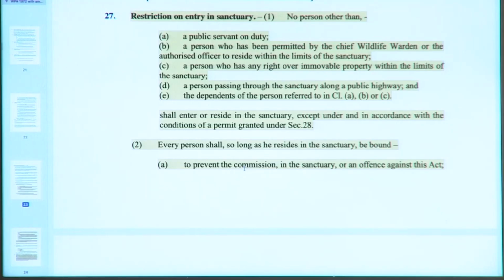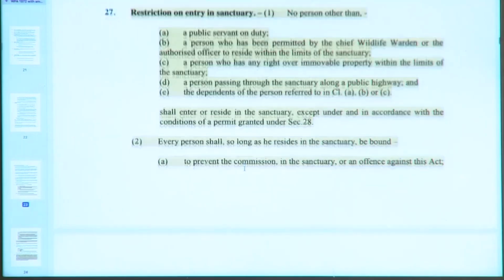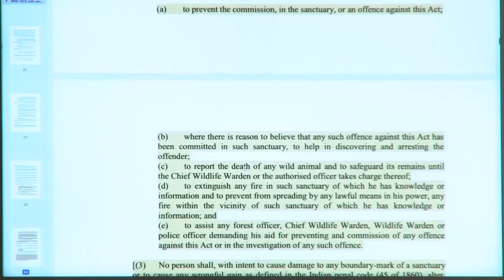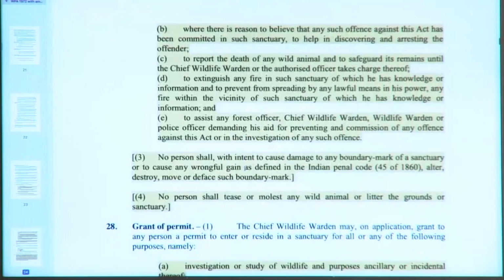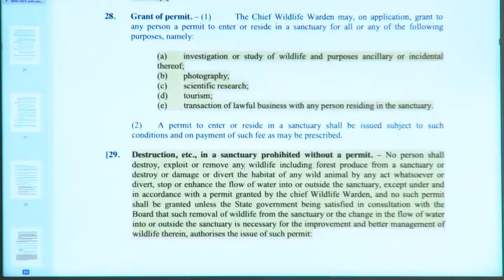And every person shall, so long as he resides in the sanctuary, so every person is bound to do certain things, such as prevention of commission of an offence. If any such offence has been done, to help in discovering and arresting the offender, to report the death of wild animals, and so on. Next, certain permits can be granted. So, even the granting of permits is regulated by this act.